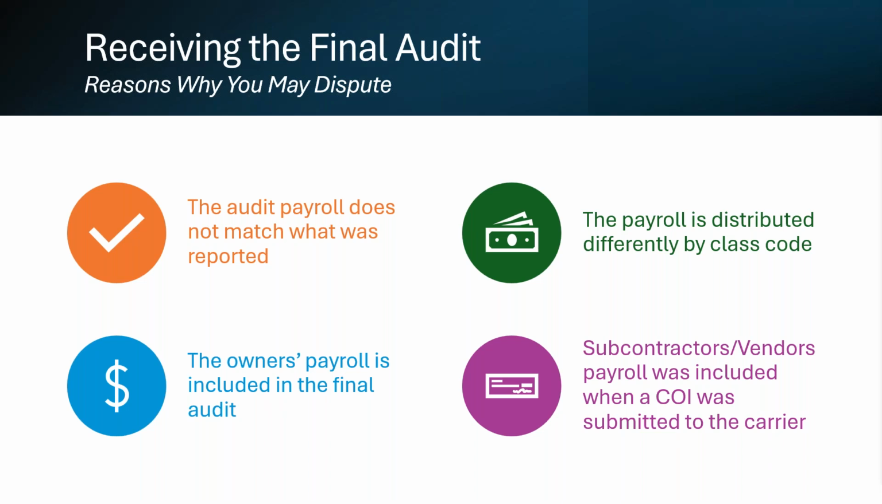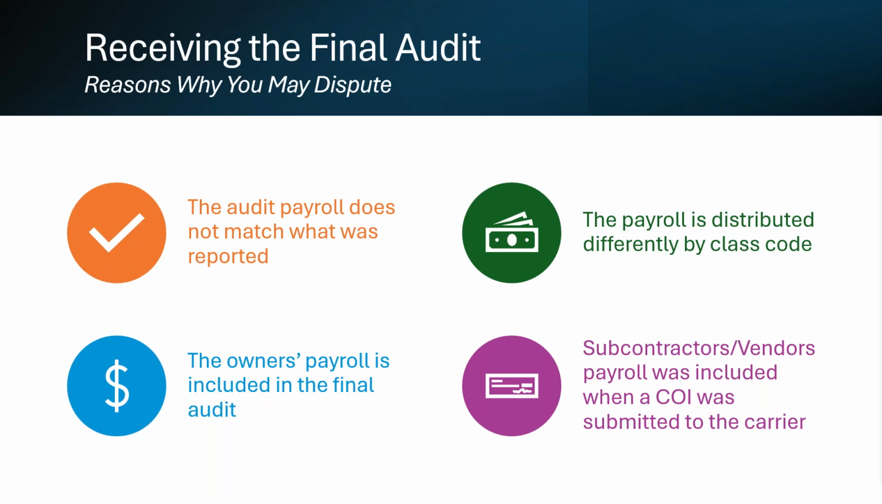So the carrier may have accidentally included an owner's payroll when there was an exclusion form on file, which is a reason to dispute. But on the flip side, an exclusion form for an officer may not have been submitted at the time of the bind. Therefore, the owner's payroll is automatically included in the audit. So as a broker, always ensure you're collecting signed exclusion forms for all owners of the business.